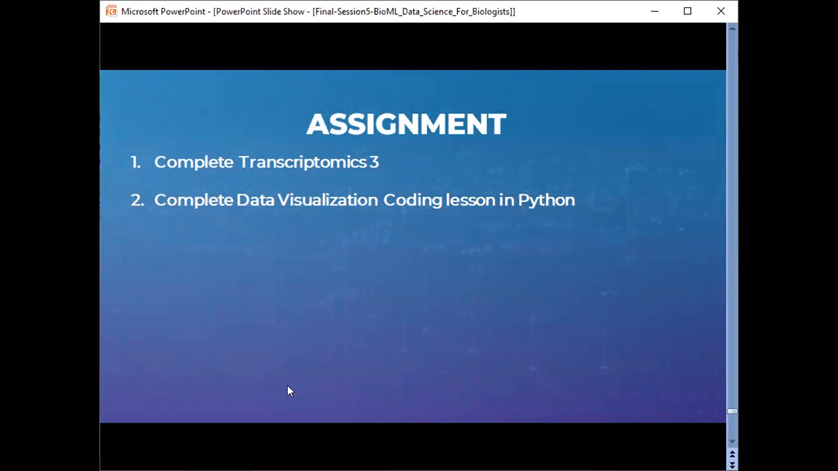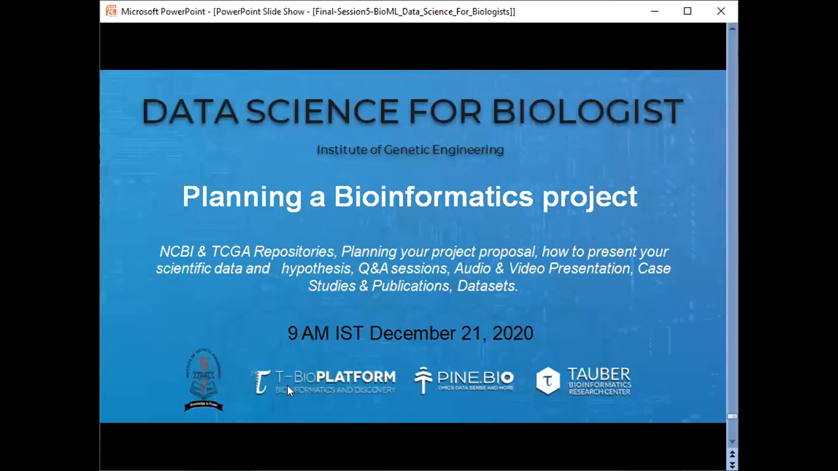Complete the Transcriptomics 3 course, and also 2 and 3, complete both courses. In 2 you will get all the statistical analysis, and in Transcriptomics 3 we have covered most of the machine learning methods. You can also look into the OmicsLogic platform to run and understand how to perform PCA, k-means clustering and hierarchical clustering. In the next session, we are going to talk about how to plan a bioinformatics research project using datasets from public repositories.